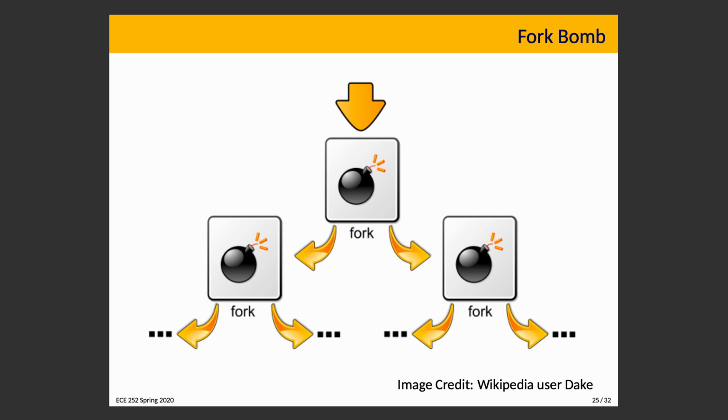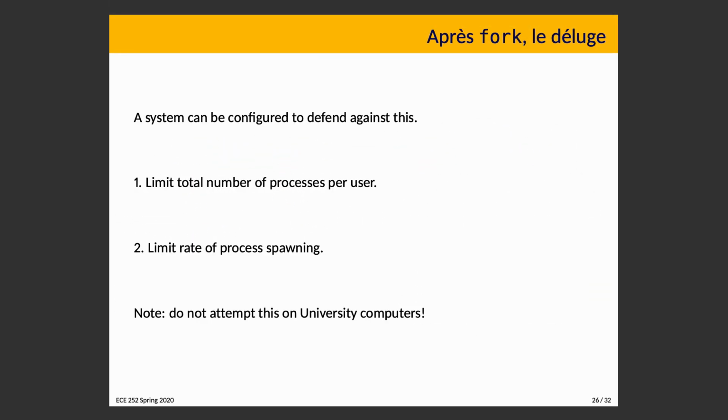So don't do this. A system configured to defend against this might impose some limits on, say, the number of processes you are allowed to create as a user, and or the rate at which a user is allowed to spawn new processes. And I want to say, don't attempt to do this on anything other than your personal computer at home. It is a denial of service attack and does count as misuse of resources on any system. Trying to do it could get you banned, and getting banned from using university computing resources is, shall we say, not conducive to completing your degree.